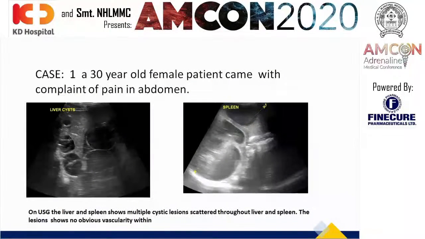This is case one, a 30-year-old female patient with the complaint of pain in abdomen. This shows the liver cyst. On USG, the liver and spleen show multiple cystic lesions scattered throughout. The lesions show no obvious vascularity within. Next.